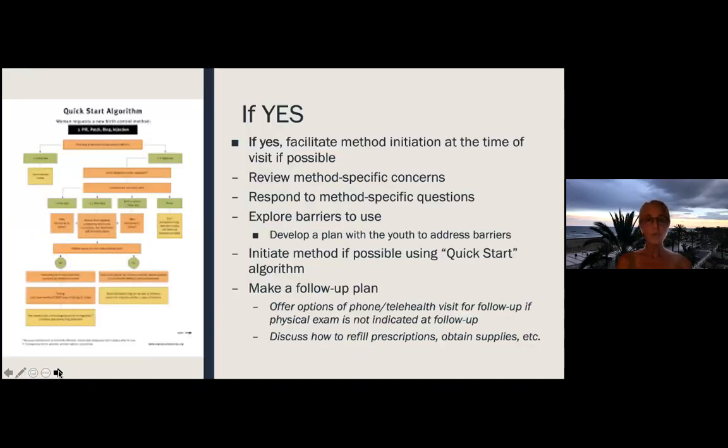If they say, yes, I know what I want today, then you want to facilitate method initiation during that visit if it's possible. So again, review any concerns they have, respond to their questions, explore their specific barriers to their specific method, and develop a plan with them to address those barriers. Initiate a method if possible using the quick start algorithm, which is a way you can look at each method, the timing in their cycle, and whether they can start a method today, and then make sure you make a follow-up plan. If you can offer options of phone or a telehealth visit for follow-up, if a physical exam isn't indicated, that's really ideal.